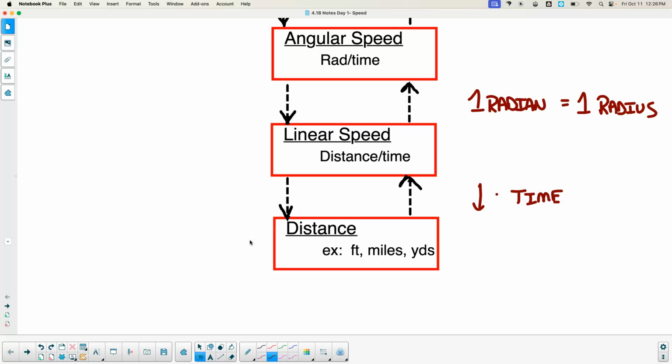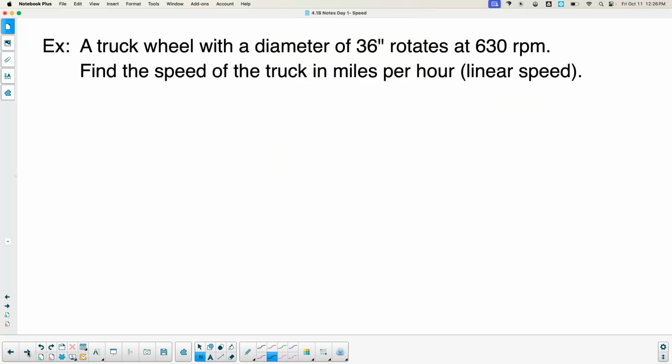Okay? Let's put these to work. Very helpful for you going forward. So, a truck wheel with a diameter of 36 inches rotates at 630 revolutions per minute. Find the speed of the truck in miles per hour.